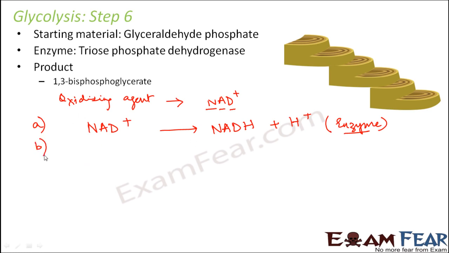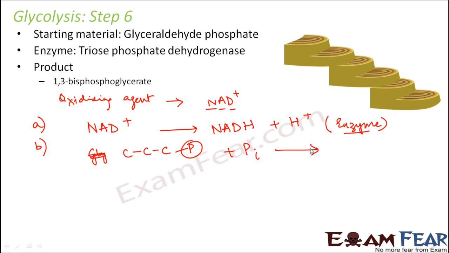Now in the next step, what will happen? This same enzyme will add an inorganic phosphate from the cytosol to this oxidized glyceraldehyde phosphate. So the same enzyme will add one phosphate group. Glyceraldehyde phosphate is a 3 carbon compound with one phosphate group. So one inorganic phosphate will be added. From where will this inorganic phosphate come? There will be so many phosphates present in the cytosol.